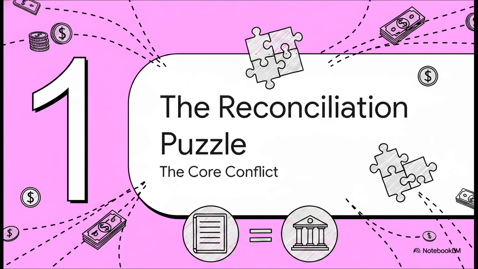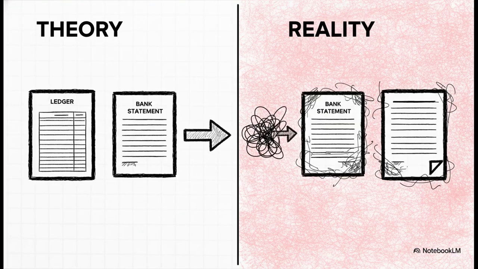All right, Section 1, the reconciliation puzzle. This is really the heart of the conflict. You know, in theory, your cash book and what the bank says should be tracking the exact same pool of money. Logically, you'd think they should end up with the exact same number at the end of the month, but they almost never do. I mean, in a perfect world, your books would be a perfect mirror image of the bank's records. Every deposit, every withdrawal, all lining up perfectly. But we all know reality is just a little bit messier than that, right?